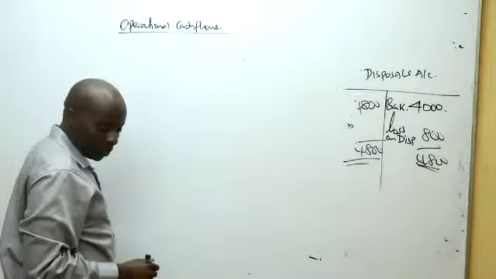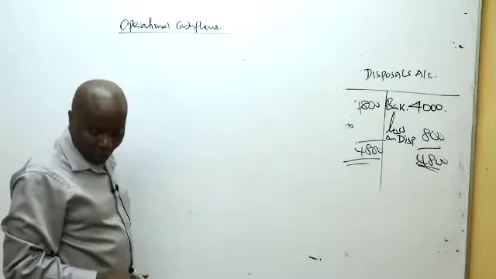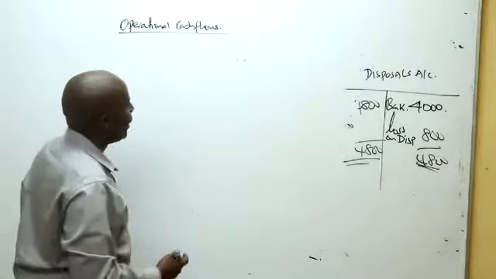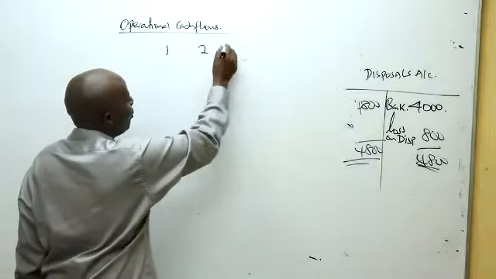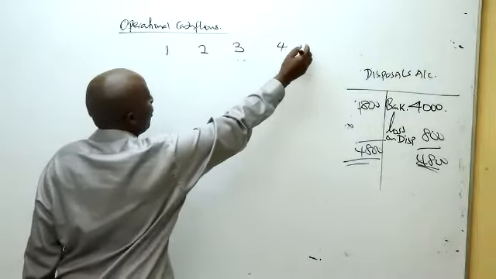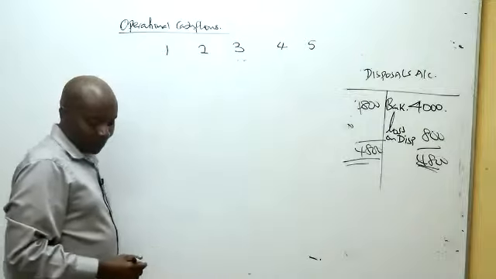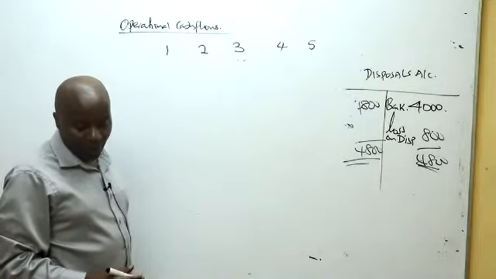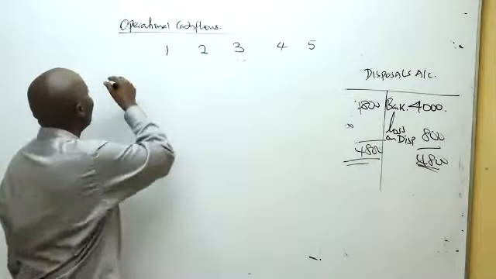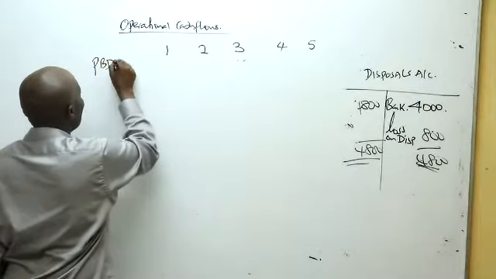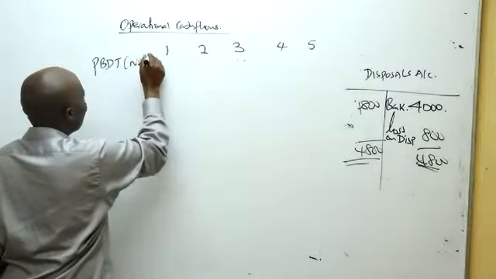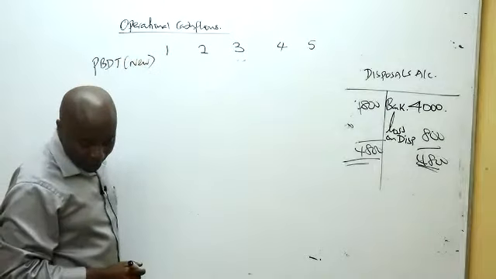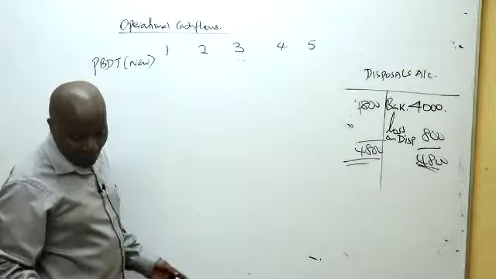Operational cash flows. So under operational cash flows, we have 5 years. They have given us year 1, year 2, year 3, year 4, year 5. Ladies and gentlemen, I'm able to see the profit before depreciation and tax, new machine. I can see 5,400 throughout.